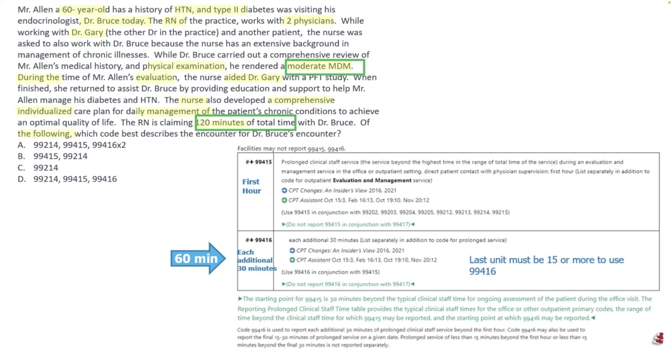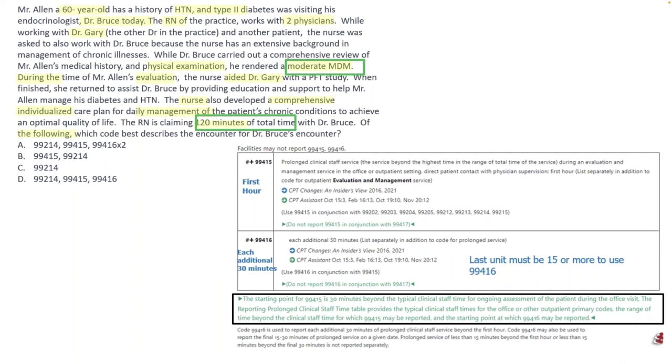But remember I said something about typical clinical staff time? The guideline is right underneath. It says the starting point for 99415 is 30 minutes beyond the typical clinical staff time.